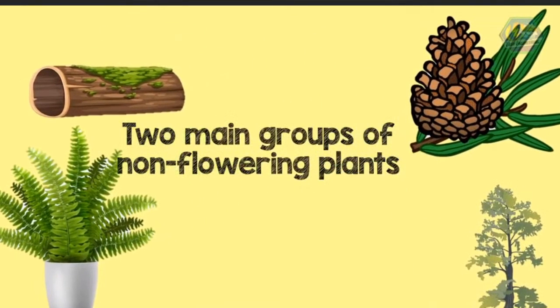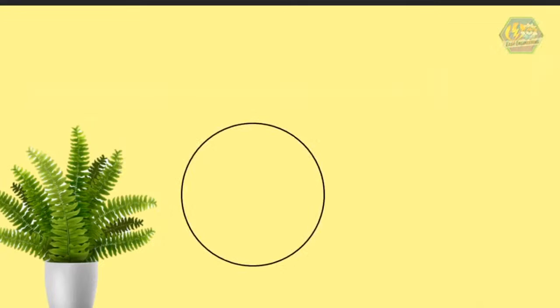Now let's classify this into two main groups of non-flowering plants. First group are those plants that use spores to reproduce. Please be attentive. Don't use chat while we discuss the reproduction. Okay? Don't use chat. So pay attention here.